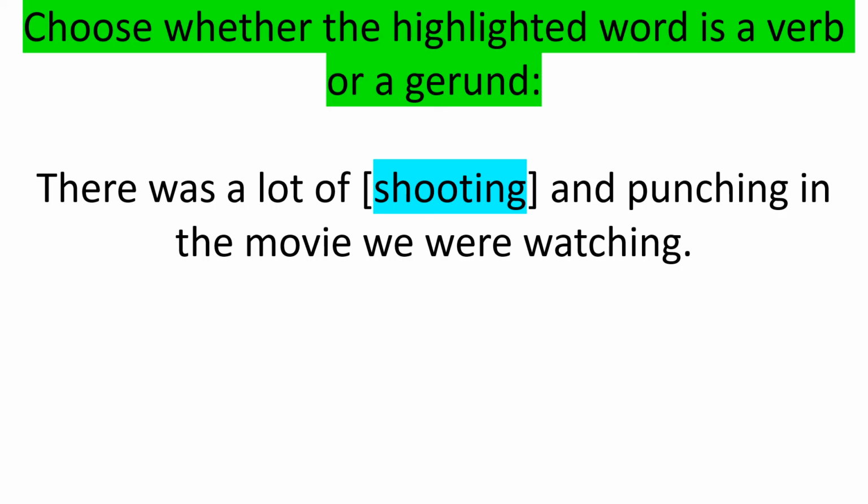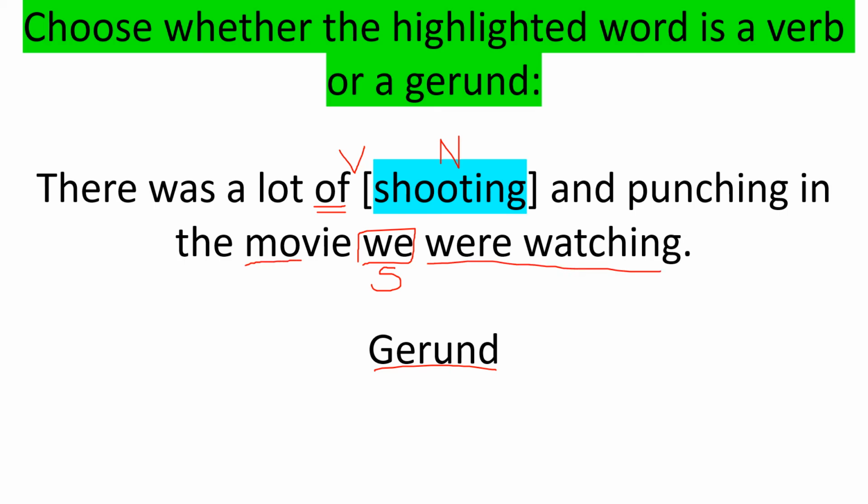Next one. Pause the video if you want to think a little longer. There was a lot of shooting and punching in the movie we were watching. That has to be a gerund. Okay, now the first way you know that, there is no auxiliary verb. Of is a preposition, and if there's a preposition in front of it, then it has to be a noun, and that means it's a gerund. Another way you know that is the only subject in this sentence is we. And what are we doing? We are watching. We're watching a movie.